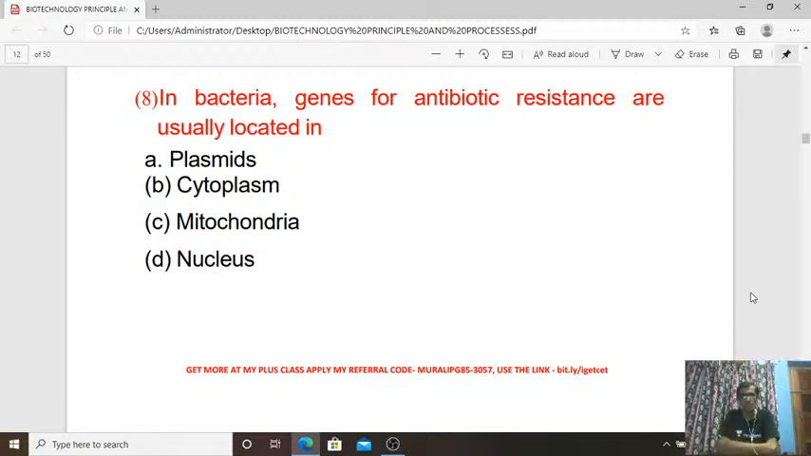In bacteria, genes for antibiotic resistance are usually located in the cytoplasm, because a true nucleus is not there in bacteria. It is called a nucleoid. In the eukaryotic cell, genetic material is present in the nucleus. In the prokaryotic cell, it is present in the cytoplasm. There is no separation between the cytoplasm and the genetic material, because the nuclear membrane is absent in prokaryotic cells, for example bacteria. So the answer is B.